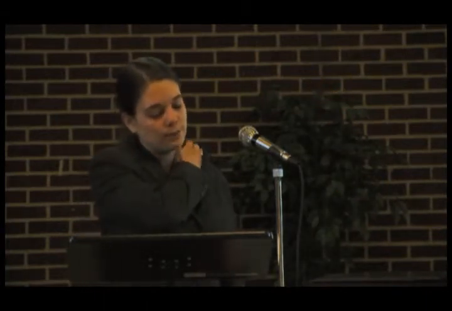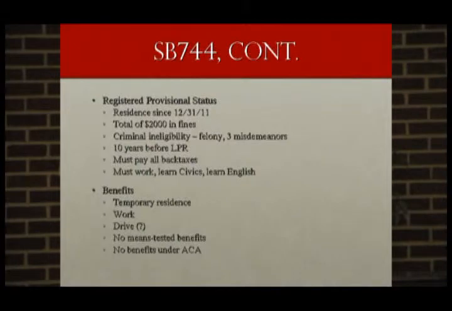Okay. So what are we going to do about the 11.5 million people that are here undocumented? There is a path to citizenship, and if we go to the next slide, these are the basic requirements and the basic benefits that you'd get from it. It's called registered provisional status, so it's a registered provisional immigrant, RPI. This kind of sounds like RBI, but anyway. So they have to show they're a resident since December 31st, 2011. I'm going to explain that just a little bit.